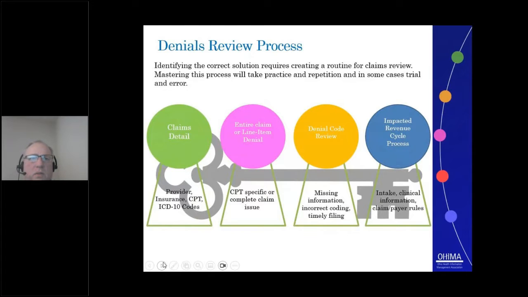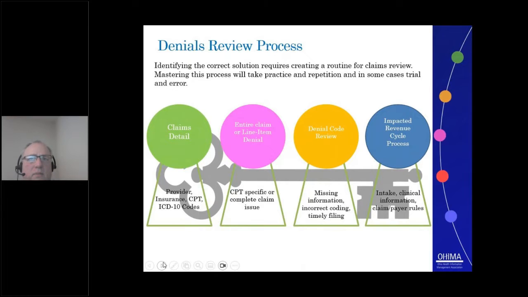To start, make sure you understand as much as possible about the claim that was denied. Who is the provider and what is their specialty? Was it an inpatient or an outpatient visit? Who is the guarantor's insurance and what's the type of plan? This will be slow at first, but as you become more skilled, the claims review process will begin to assist you with fixing the claim quicker.